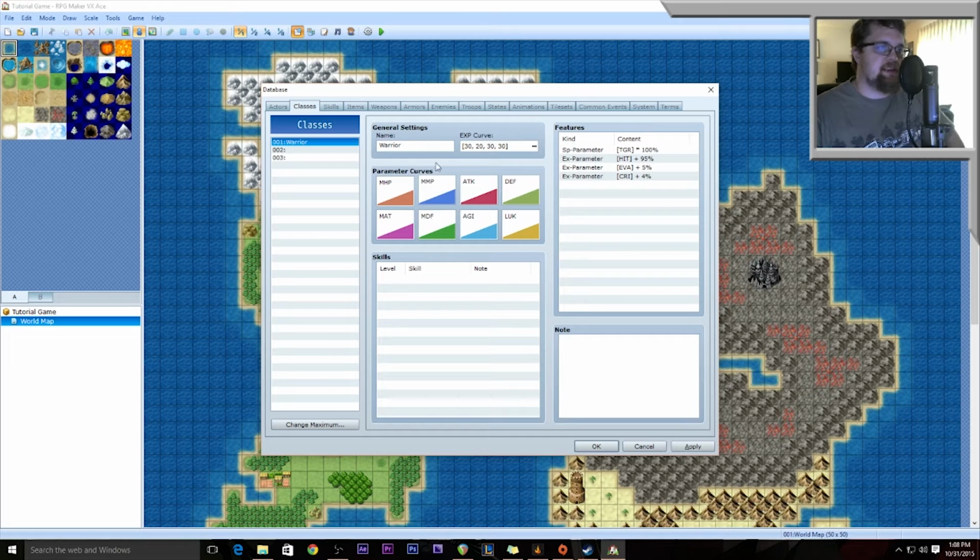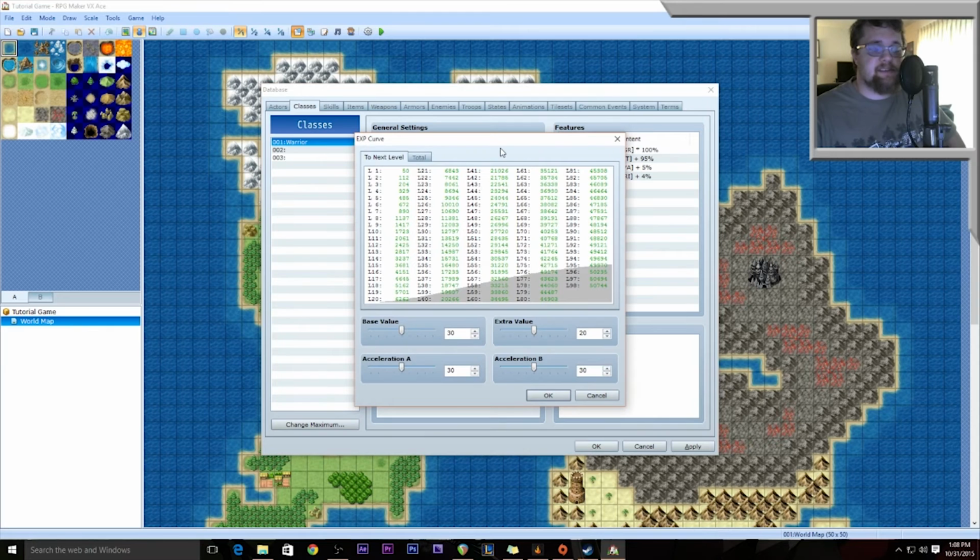The second section we're going to look at is the experience curve. Now this is where things get really complicated, potentially. We're going to leave them as defaults, but basically what all of these numbers are is the amount of experience at each level that is required to level up to the next level. So at level 1, to get to level 2, you have to get 50 experience. Level 2 to level 3, you got to get 112, etc. You can change this by changing the base value, which changes the level 1 number, and then works its way out through all the rest of the numbers.